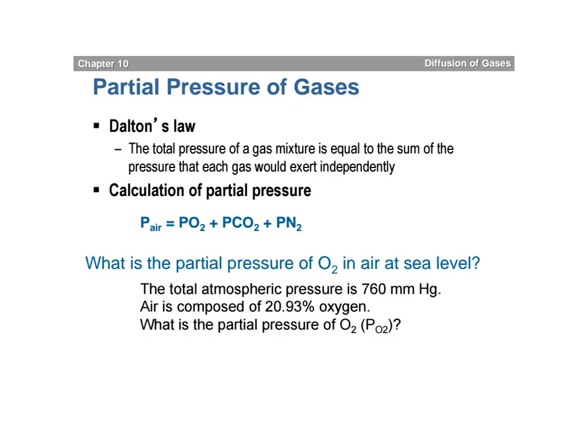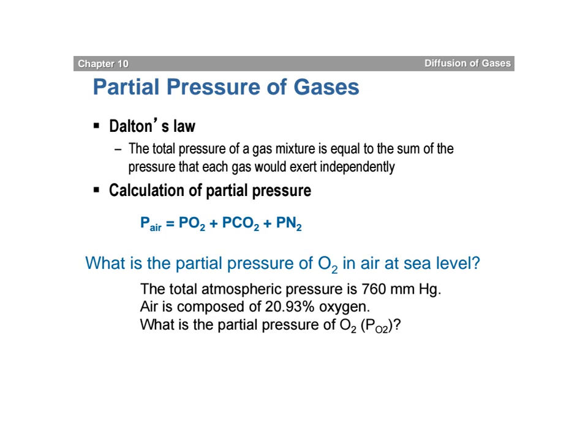Dalton's law states that the total pressure of a gas mixture is equal to the sum of the pressure that each gas would exert independently. So if we take an example of calculating the partial pressures, the total pressure of a gas mixture such as air, and we'll assume that the air is dry, the total pressure of air is equal to the partial pressure of oxygen plus the partial pressure of CO2 plus the partial pressure of nitrogen. Let's look at the partial pressure of oxygen first.